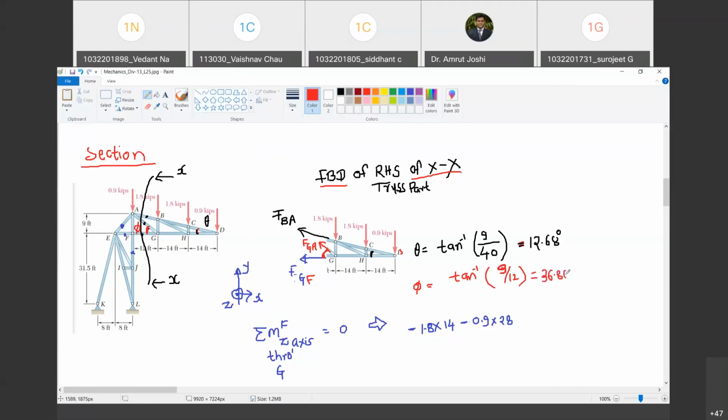36.86 degree. So therefore, FBA makes an angle of 12.68 degrees with horizontal, and FGA, I have followed the color code for convenience, FGA makes an angle phi of 36.86 degree with the horizontal, and FGF is horizontal. Are you with me? Yes, sir.